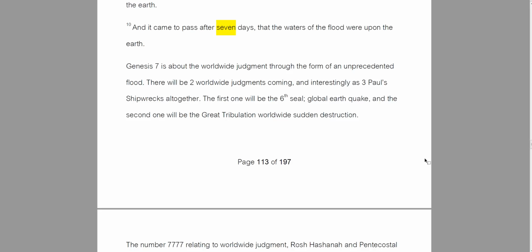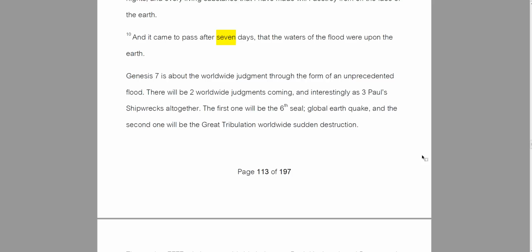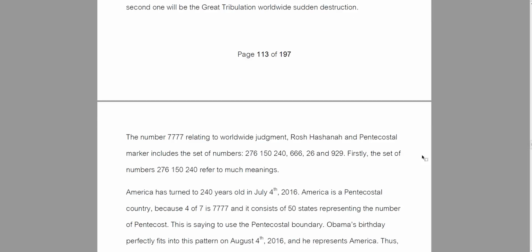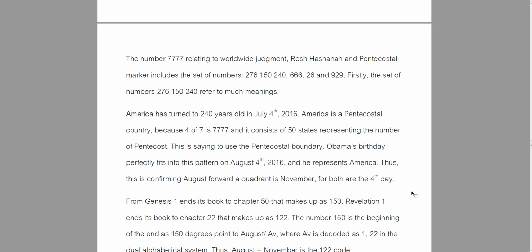And so that's why sometimes a term in scripture could also refer to 2 different meanings. And so first of all, I'm gonna talk about number 240. America turned 240 years old on the 4th of July this year, 2016. 240 years old.